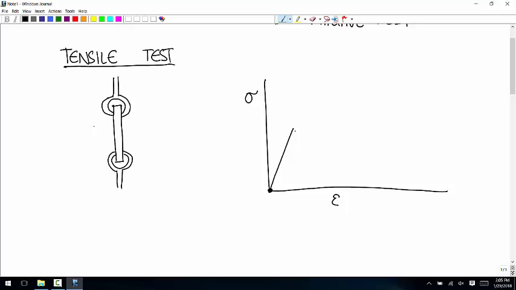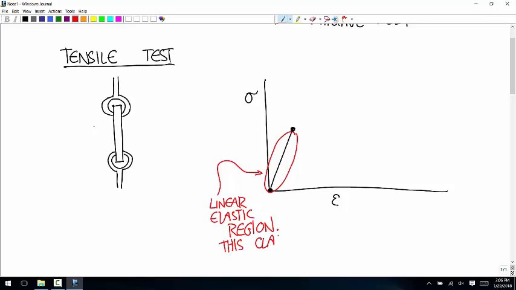And that is the part, okay, so this is the part that is relevant to this class. This is the linear elastic region. Everything that we're doing in this class takes place in this region of the stress-strain curve.